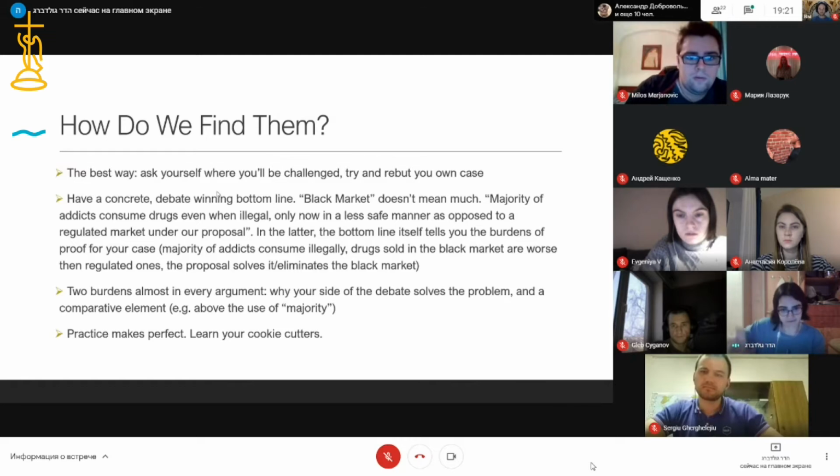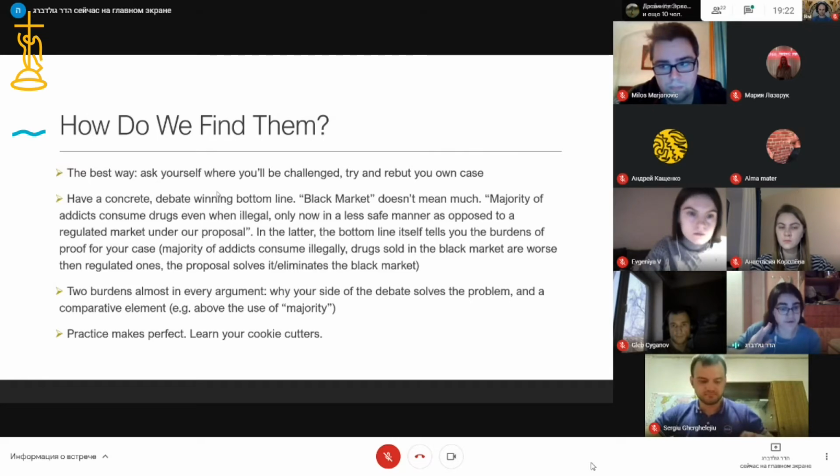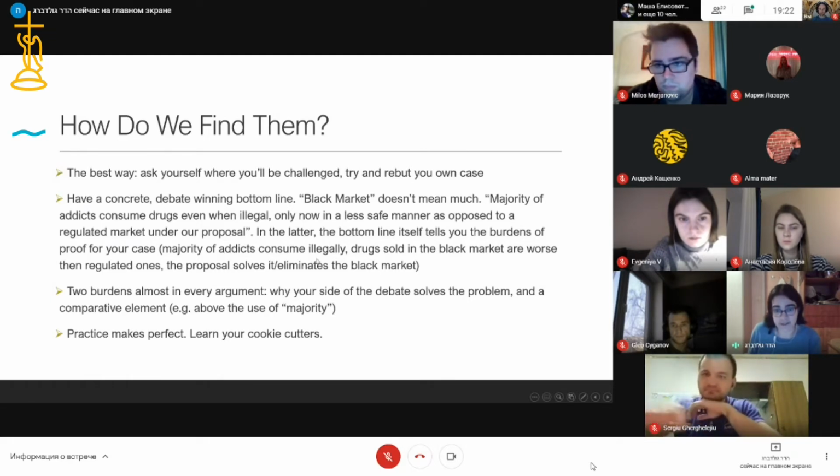So the step back from this is understanding if we make a bottom line that is debate winning, that is answering the question, if we prove this to be true, does it win the debate? We usually also get the burdens of proof from the bottom line. Note how this bottom line already tells me that my burdens are to prove A, that the majority of the addicts will still consume, B, that drugs sold in the black market are worse than the ones that are regulated, and C, that under our side, there is no black market. Obviously, also the earlier part of under their side, there is a black market.